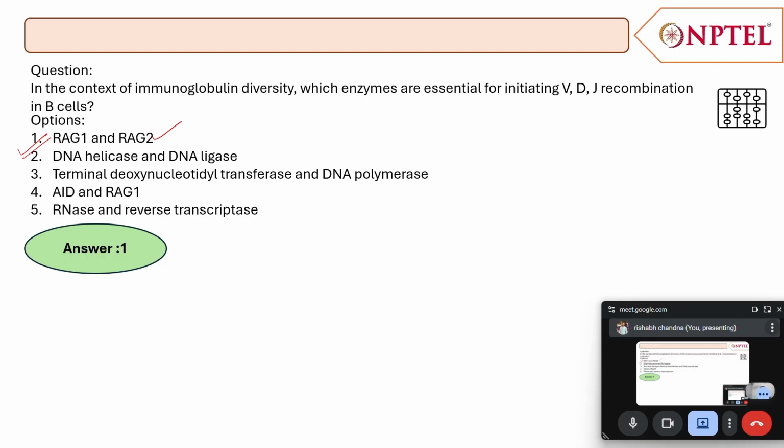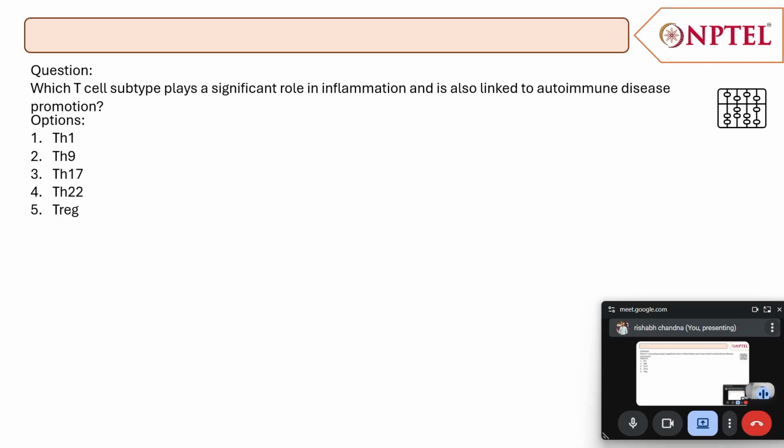Okay. Moving on to the next question, which T cell subtype plays a significant role in inflammation and is also linked to autoimmune disease promotion? The options are Th1, Th9, Th17, Th22, and Treg. So the correct answer is Th17. So it is linked to inflammation as well as the autoimmune diseases.